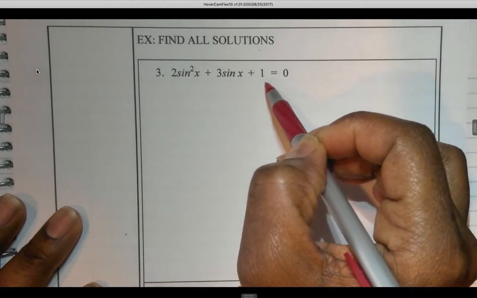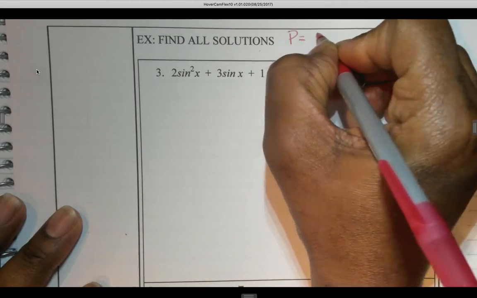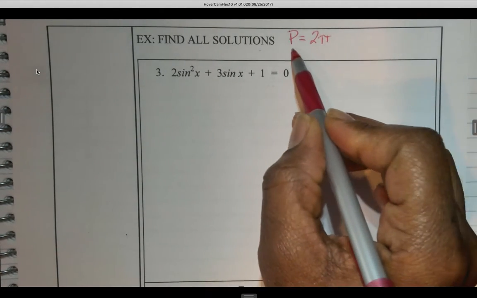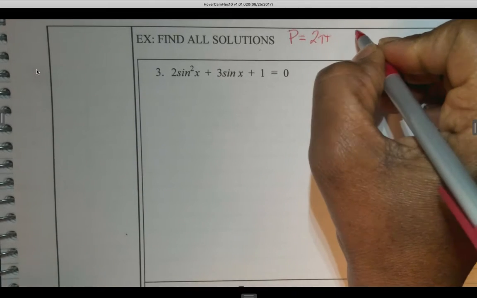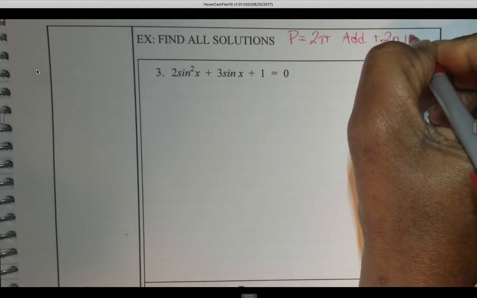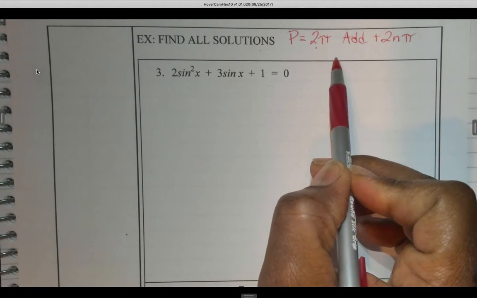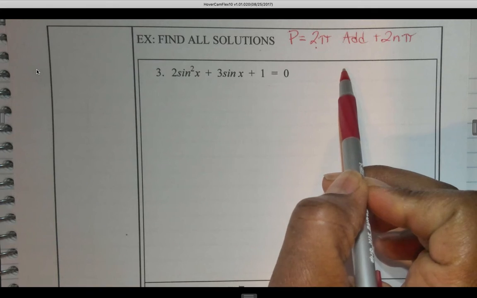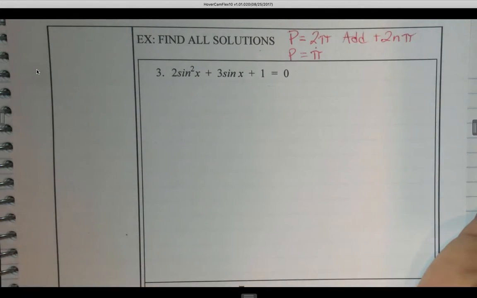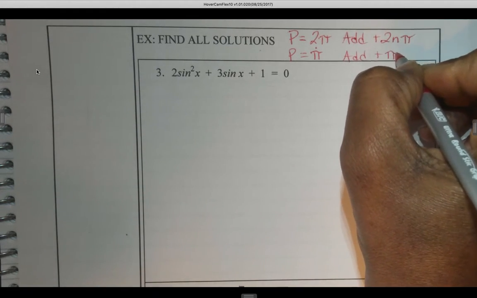for this equation here? Okay, so if my period of the original trig function is 2 pi, so think about back in chapter 4 when we were graphing, if the original period is 2 pi, then all I really need to do is add 2 n pi to my answer. Because the period is 2 pi means that answer is going to repeat every 2 pi times. Okay? If the period is pi, like in tangent and cotangent, then I'm going to add pi.